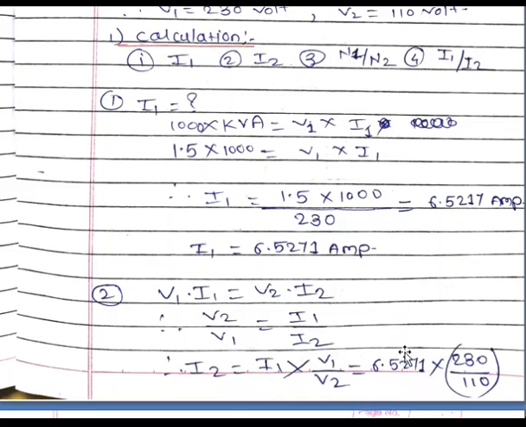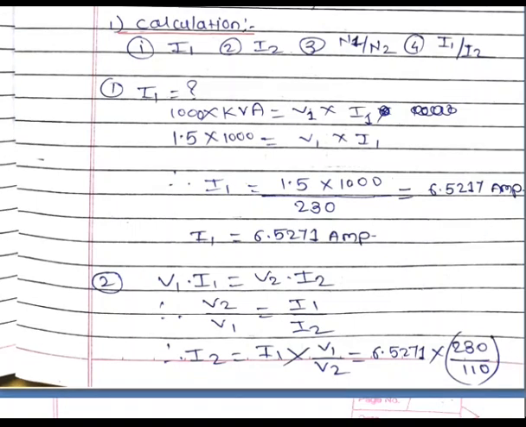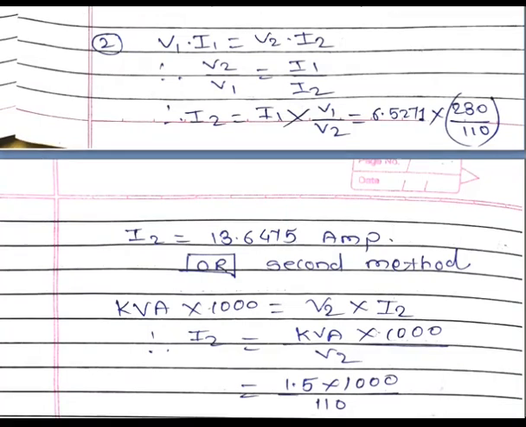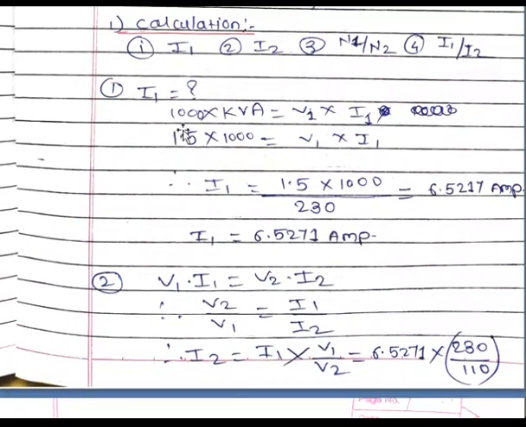That is, we put in the values of I1, V1 and V2. I1 is 6.5217 ampere. The voltage V1 is equal to 230 volt and the voltage V2 is equal to 110 volt. Now the answer of this calculation, I2, is equal to 13.6475 ampere.